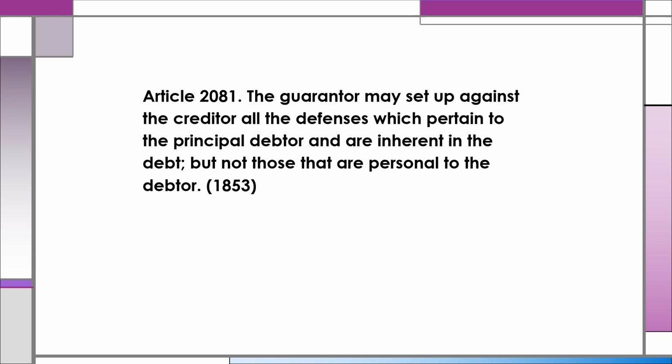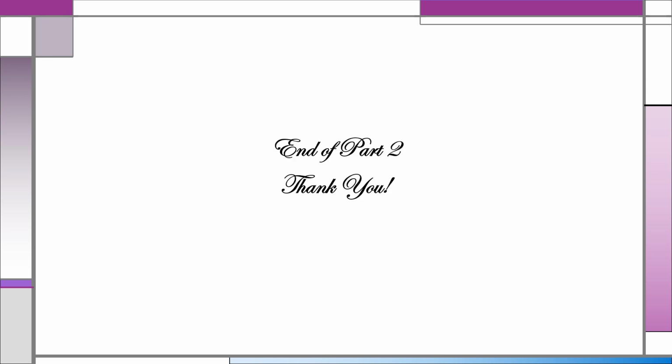Article 2081. The guarantor may set up against the creditor all the defenses which pertain to the principal debtor and are inherent in the debt, but not those that are personal to the debtor. End of Part 2.